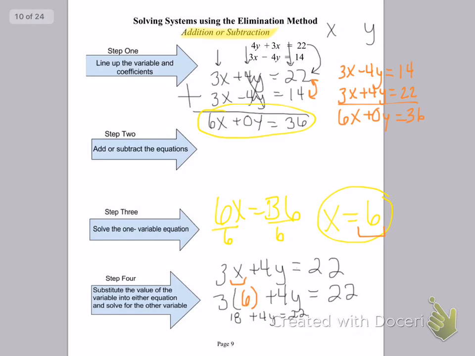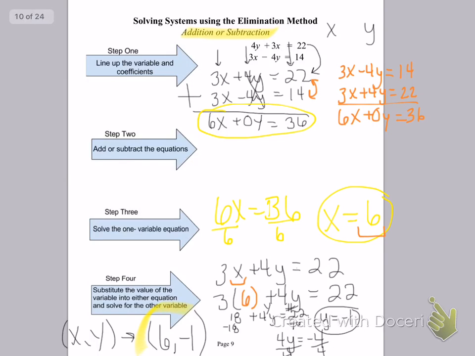Now we have to get our variable on one side and our number on the other. So we have to move over this 18. Since it's a positive 18, go ahead and subtract. So minus 18 on both sides. So we have 4y equals negative 4. Well, how do we solve for y? Divide both sides by 4. And y equals negative 1. And lastly, as you know from before, we have to write our answer as an ordered pair of x, y. So our answer here will be 6, negative 1. And that is the solution to the system.